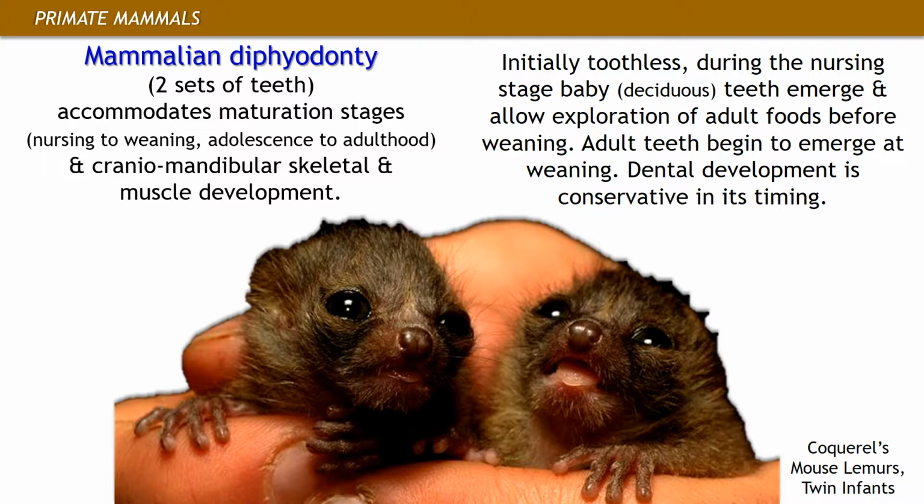So mammalian diphyodonty accommodates maturation stages from nursing to weaning and adolescence up to adulthood. It also accommodates the maturation of the craniomandibular skeleton and muscle development. Initially toothless, during the nursing stage, baby or deciduous teeth emerge and allow exploration of adult foods before weaning. Adult teeth begin to emerge at weaning. Dental development is conservative in its timing.